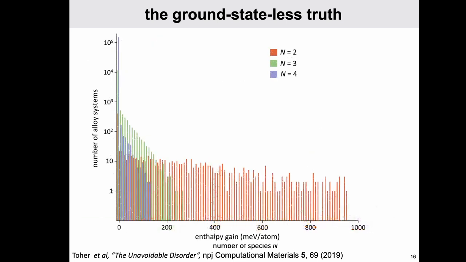Okay. This is the ground truth. This is the distribution of the enthalpy gains with respect to species. You see that for binaries it is very broad. For ternaries it gets smaller, towards zero. And for quaternaries even smaller. This indicates that by increasing the number of species, the number of configurations increases, but the gain of each configuration decreases faster than the increase in number of configurations. So overall, the number of stable compounds actually decreases with the number of species.